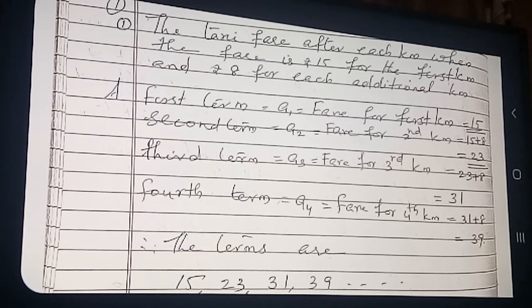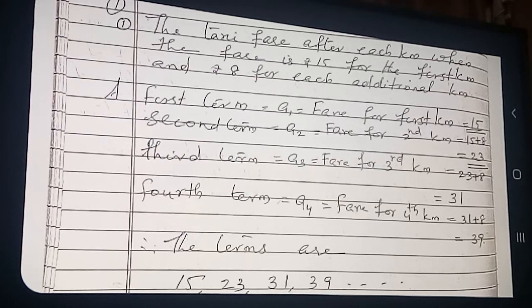In which of the following situations does the list of numbers involved make an arithmetic progression, and why? Everybody take your textbook, exercise 5.1, and read it. In which of the following situations does the list of numbers involved make an arithmetic progression, and why? You also want to write the reason. First question, you see here.